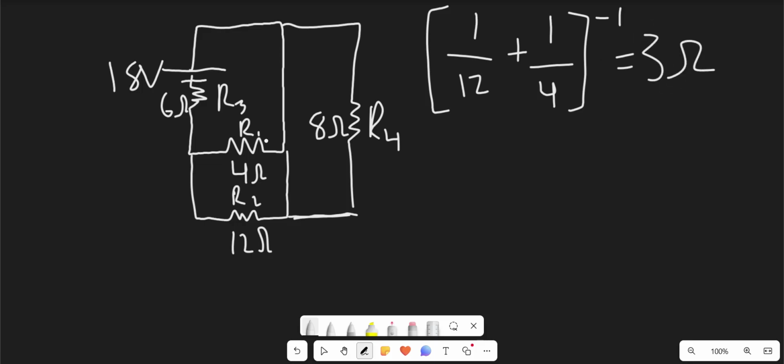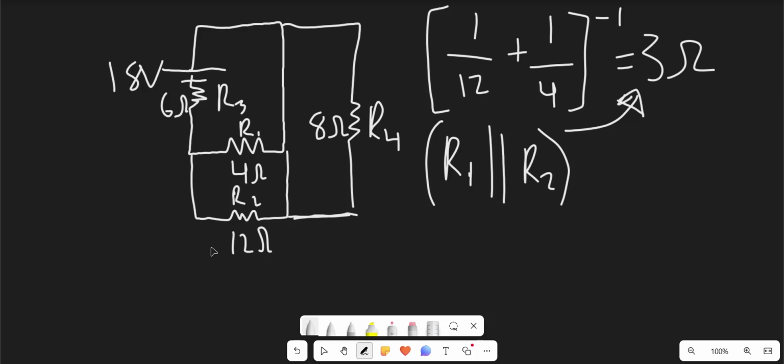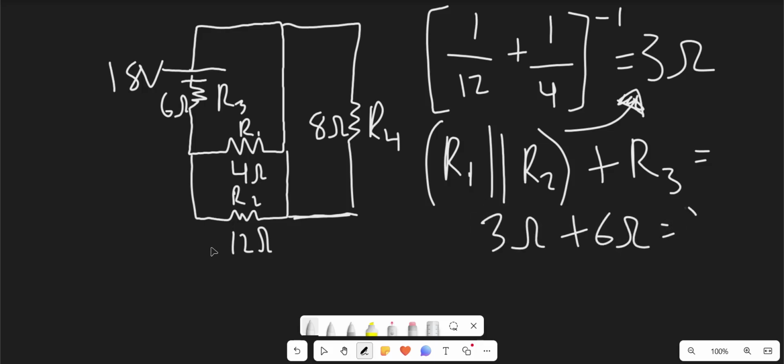And now that we have that, these two resistors come together as one, so they are now in series with the 6 ohm resistor, which is the R3 resistor. So we can add 3 and 6 together to get 9 ohms. So we know that R1 is parallel. I'm going to use this symbol here for parallel, and this entire parentheses represents 3 ohms, and we're going to add that to R3. So that's going to be 3 ohms plus 6 ohms, which is 9 ohms.